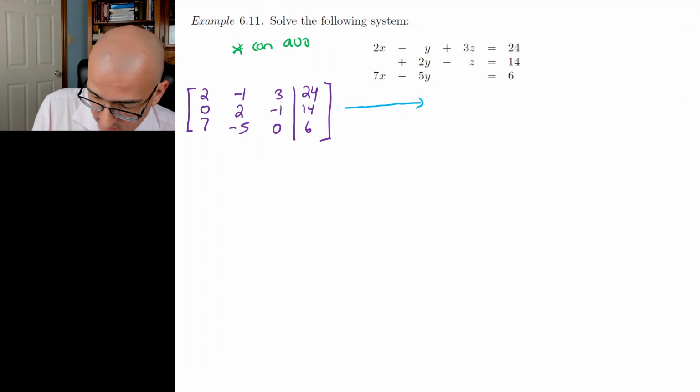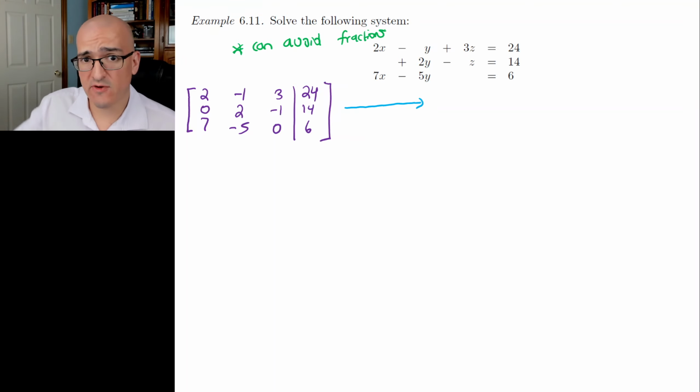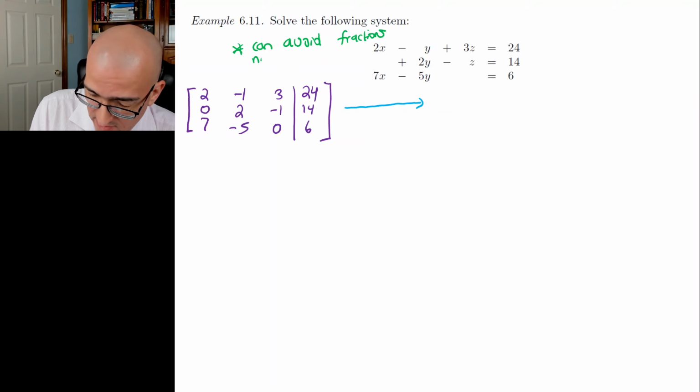Can avoid fractions, at least in the early steps. I don't know if it's going to happen later. We'll get stuck. We'll have no choice. But I can avoid fractions now by being clever.